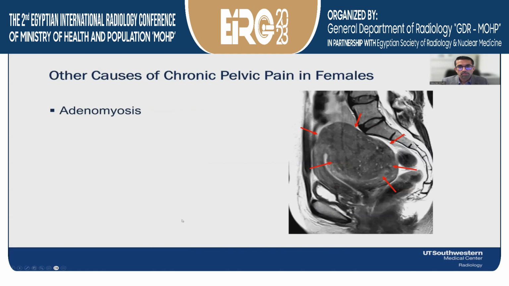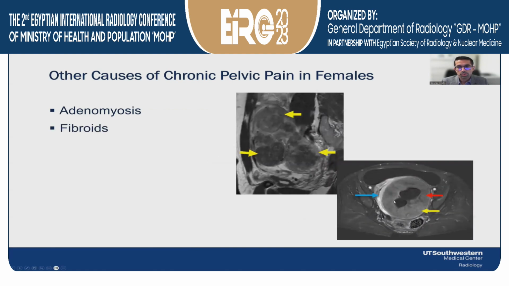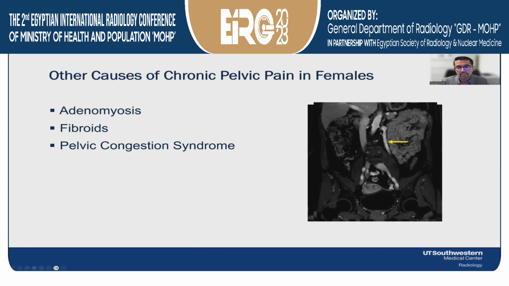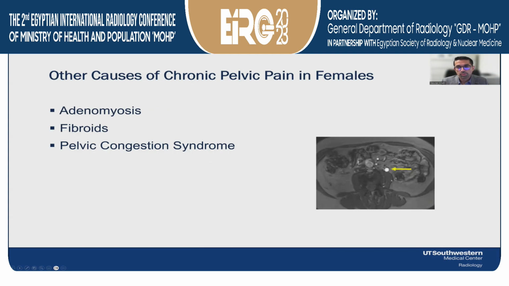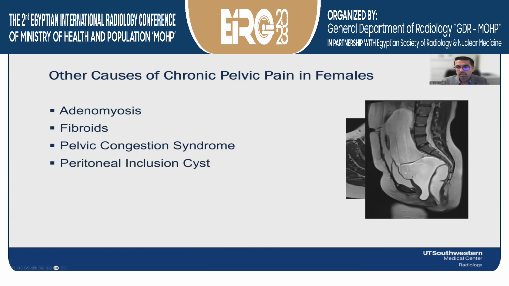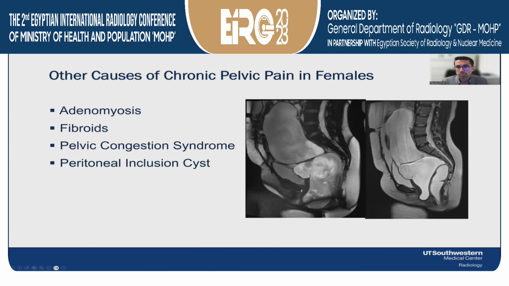Other causes of chronic pelvic pain include adenomyosis. I'm just going to go through this quickly. Fibroids, which can undergo acute degeneration. Pelvic congestion syndrome, where you see enlarged vessels in the pelvis, dilated ovarian vein, and reversal of flow in the ovarian vein as well. Peritoneal inclusion cyst, which can be quite large. In this particular case, the peritoneal inclusion cyst actually was causing prolapse. That's a suspected rectocele or enterocele, but ended up being a large peritoneal inclusion cyst causing prolapse.